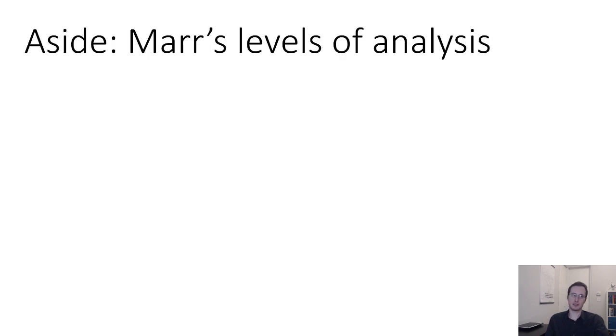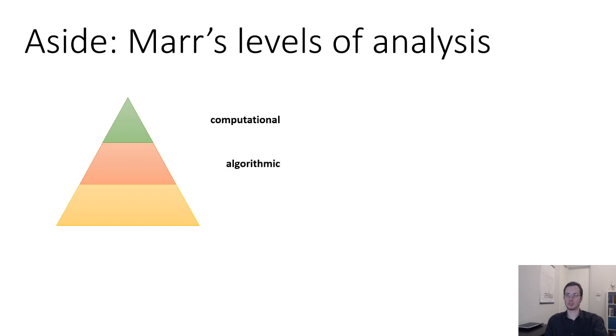As an aside, this way of decomposing learning problems is closely related to Marr's levels of analysis. So Marr was a very well-known neuroscientist, and he proposed a particular way to think about cognition, which of course has been very influential in neuroscience, but has been especially influential in machine learning because it also gives us a way to structure our thinking about machine learning methods. So Marr's original levels of analysis, you can think of them as kind of a pyramid, where the top of the pyramid is computational, the middle is algorithmic, and the base is implementation.